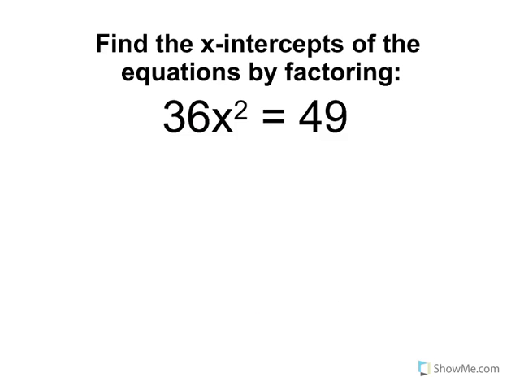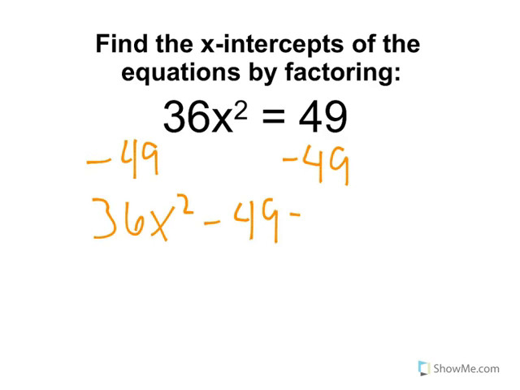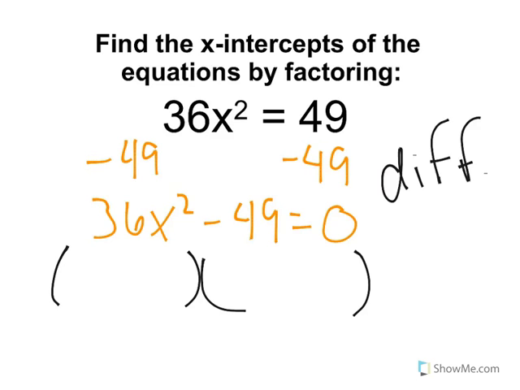Okay, let's look at another one. Once again, this is not equal to 0. So subtract 49 from both sides. 36x squared minus 49 is equal to 0. Now I can try and factor. Hopefully, we see that this is a difference of perfect squares. We remember that from before.